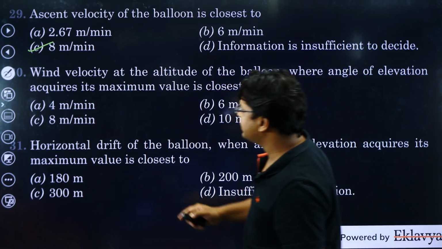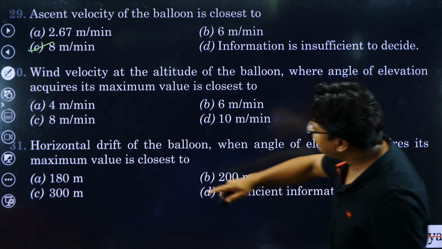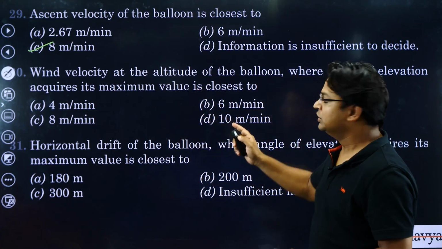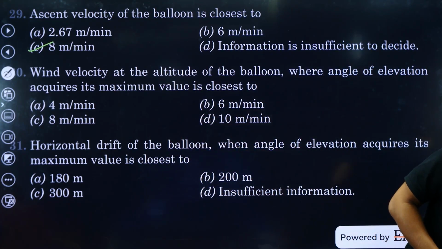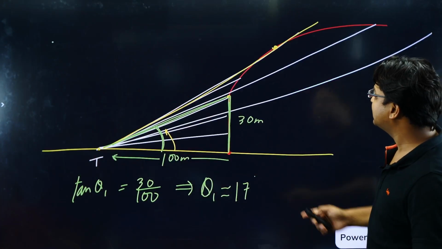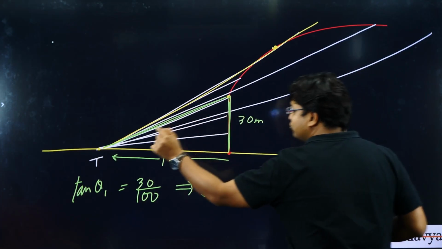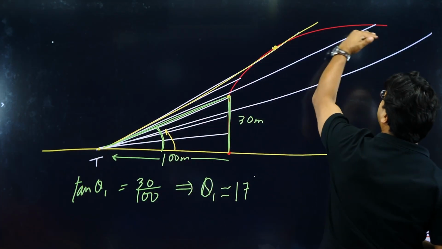Now next the question says wind velocity at the altitude of the balloon where the angle of elevation attains a maxima. So we want to know the wind velocity at the point where the angle of elevation attained a maxima. We have already discussed that the angle of elevation will attain a maxima when we draw a tangent from the telescope on the path of the balloon. Okay, let me do it on a blank slide. This slide is quite messy right now.